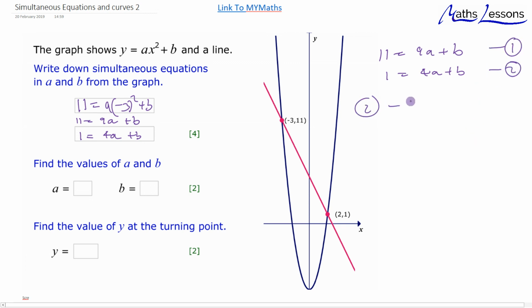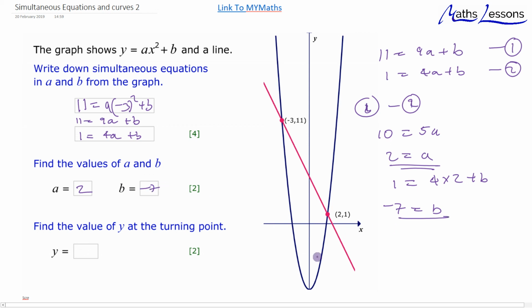And if we do 1 minus 2, the sensible way, 11 minus 1 is 10. 9a minus 4a is 5a, and b minus b is 0. So therefore, a is equal to 2. Once you've got a is equal to 2, we put that into equation 2, and we get 4 times 2, plus b, so it's 8 plus b. So take away 8, we get minus 7 equals b. So we get a equals 2 and b equals minus 7.